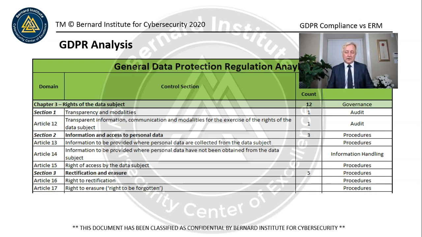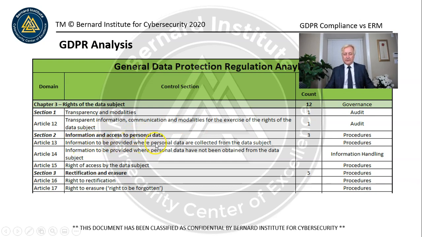And an external audit or internal audit is an excellent way to provide transparency to the board of directors, to the chief executive officer, to the shareholders, to make sure that whatever it is we're doing complies with the GDPR requirements. Section 2, information and access to personal information.